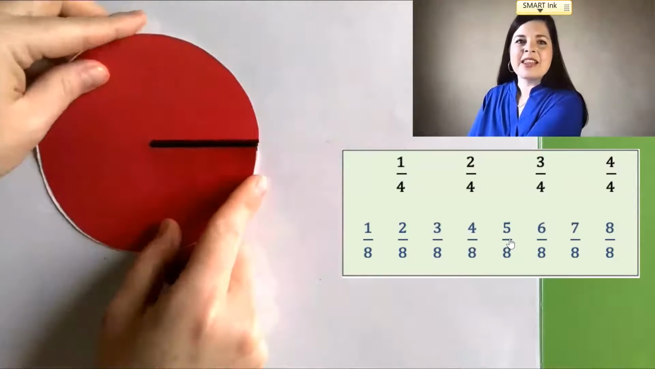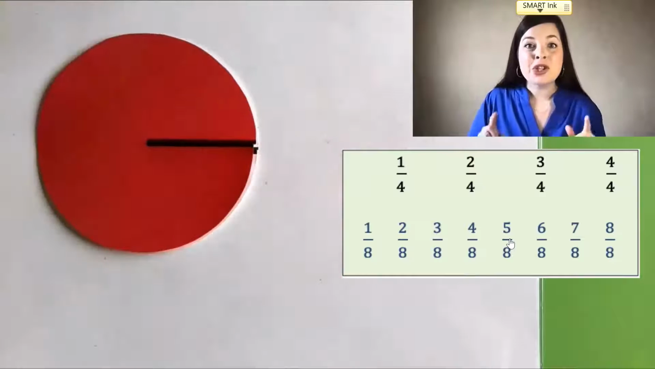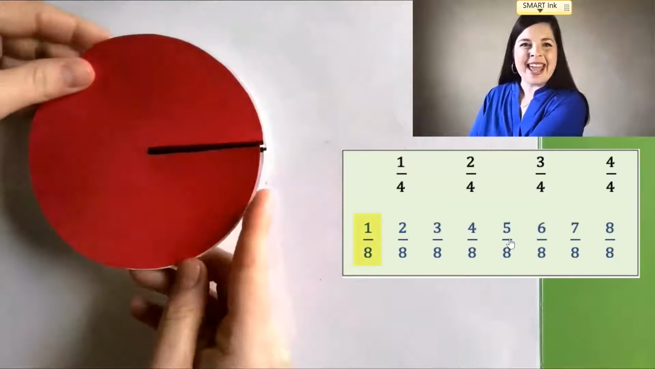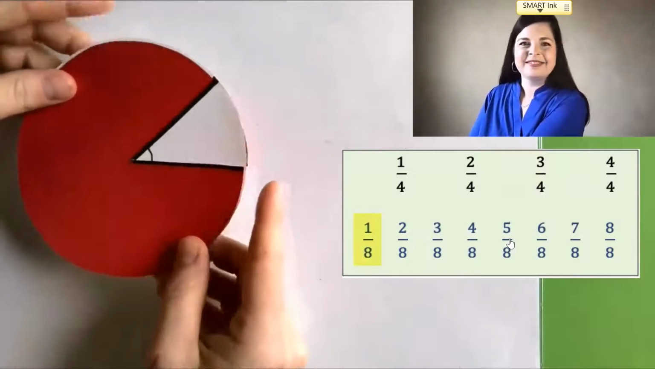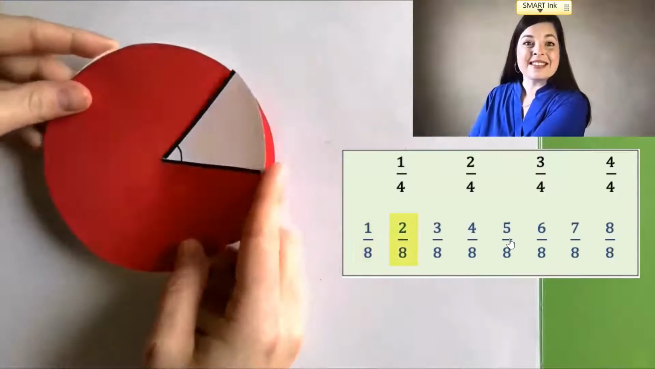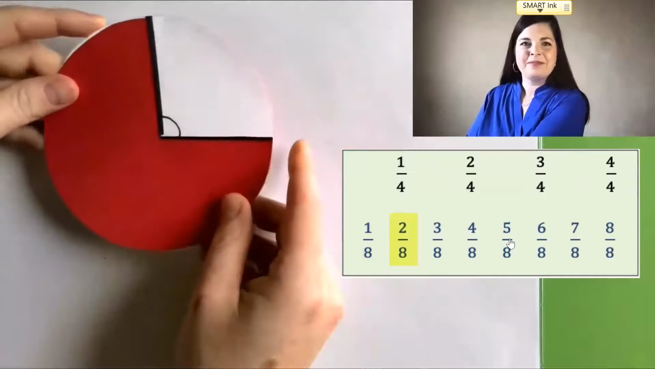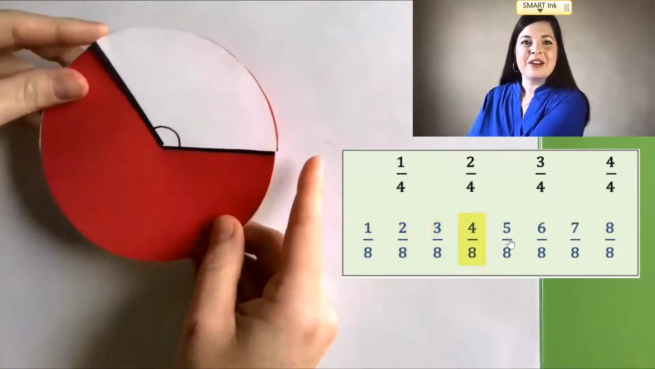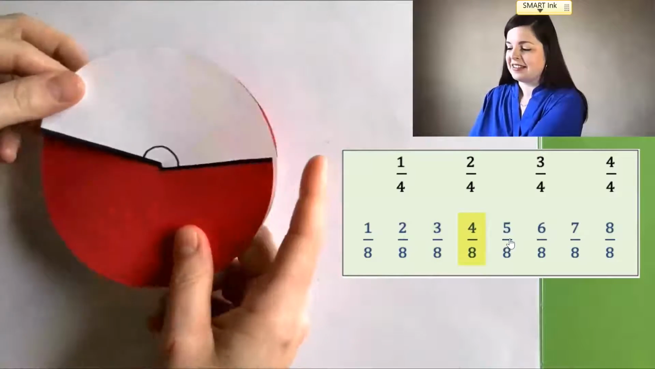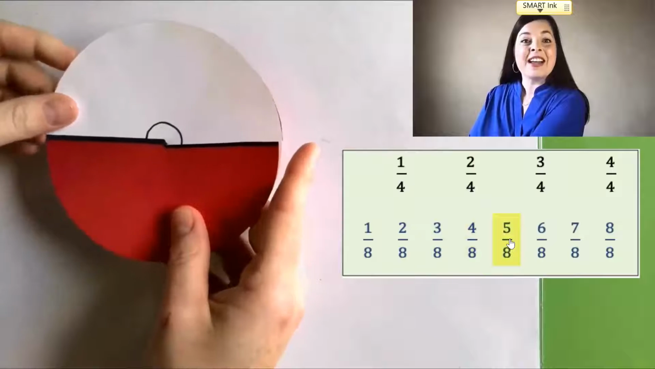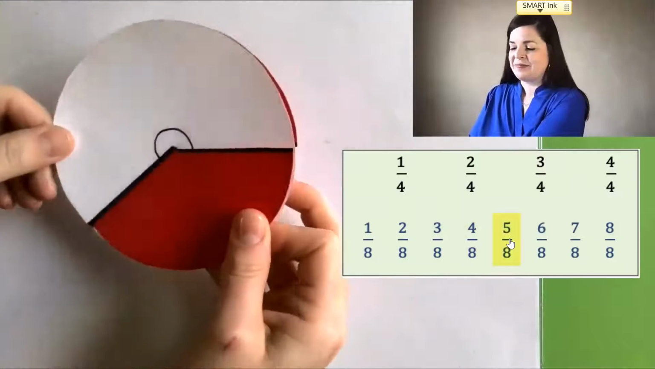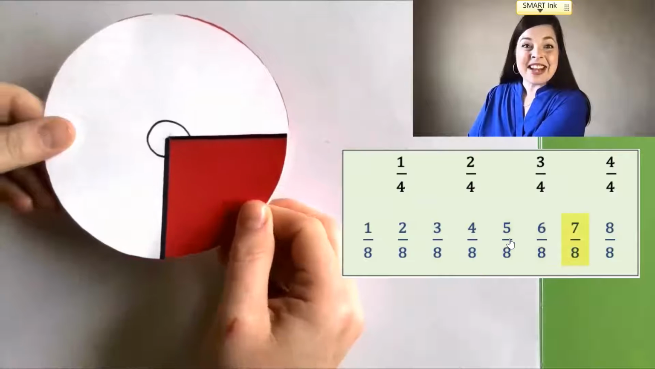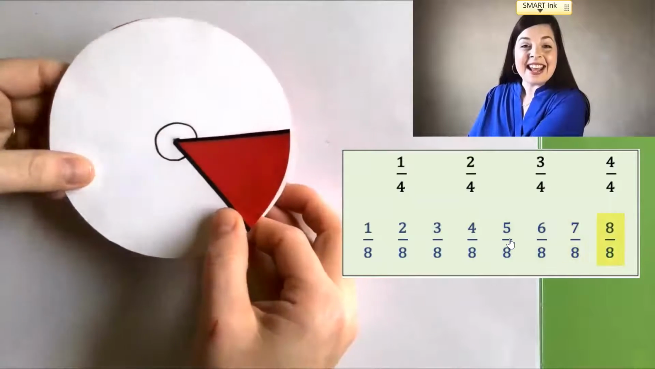And now as I say the fractions, I want you to show me that fraction cut from the circle. Ready? 1/8, 2/8, 3/8, 4/8, 5/8, 6/8, 7/8, 8/8.